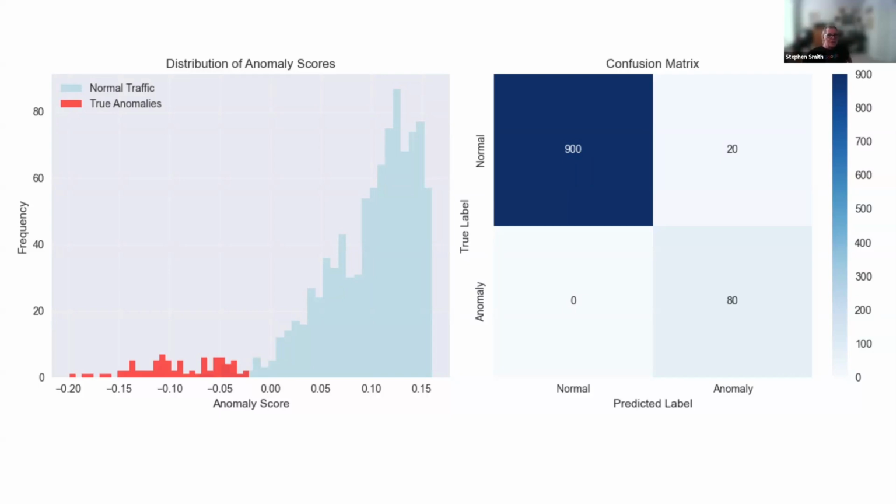So out of this, you get the performance metrics: accuracy, recall, precision. We get these histograms and the confusion matrix, which I like, right? This gives you a really good view of how well your algorithm is performing.